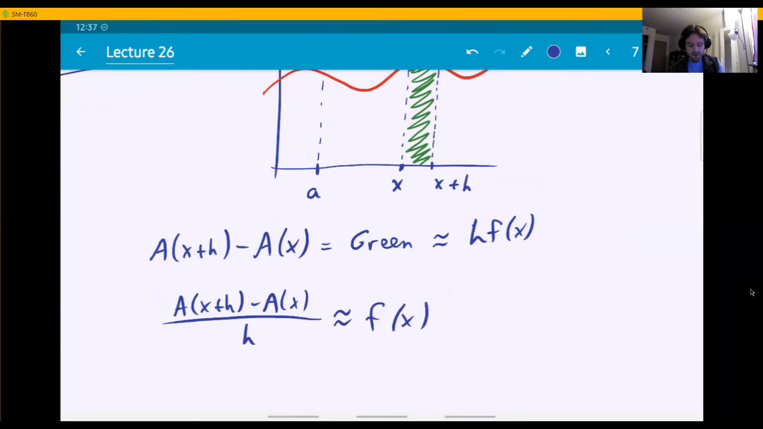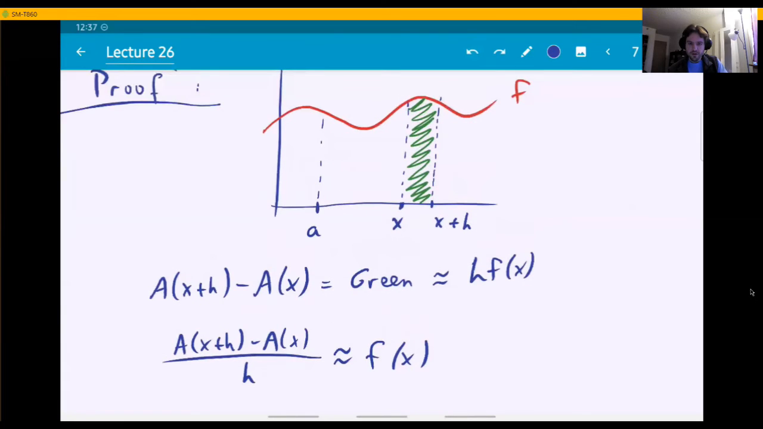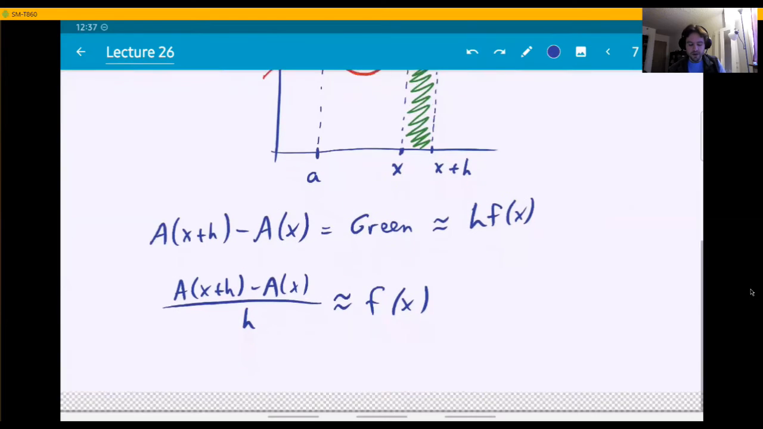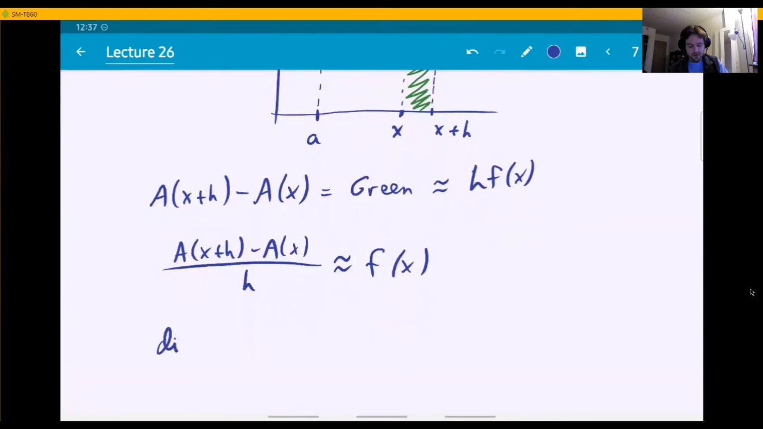As it turns out, this approximation gets better and better the smaller you make this little h. Just imagine making little h smaller will make this rectangle even more narrow, meaning that this approximation by a rectangle area is better and better. And you can make this formal, we're not going to do that, but as it turns out, when you compute a limit as h goes to 0, so as h gets very small, it becomes actually equal, not just approximately equal.